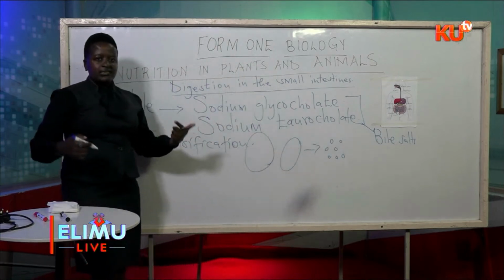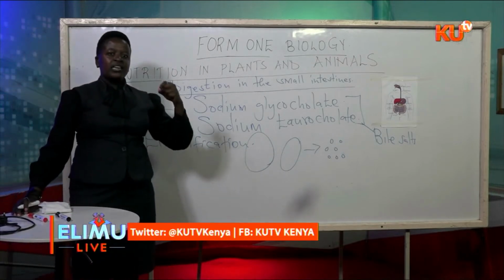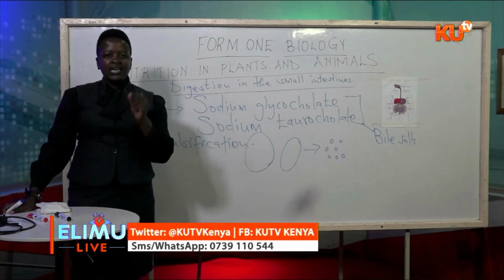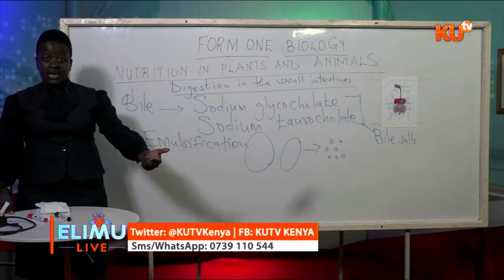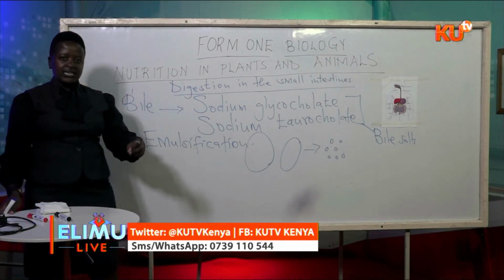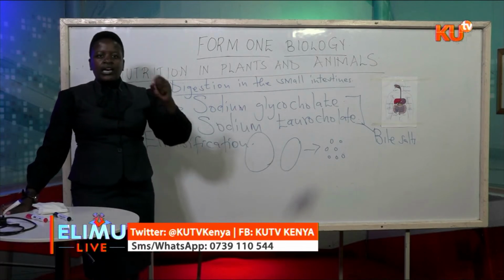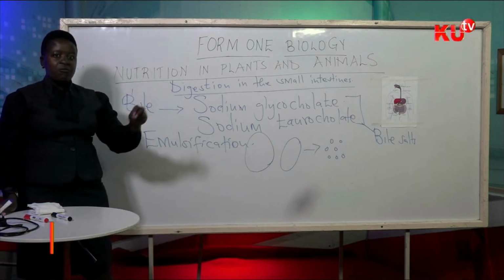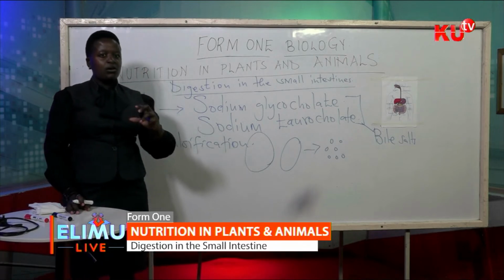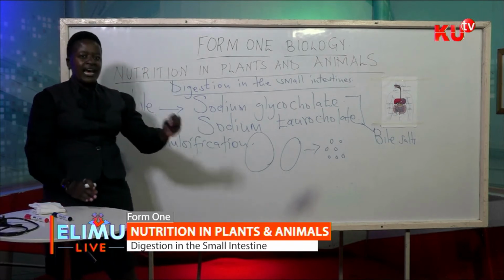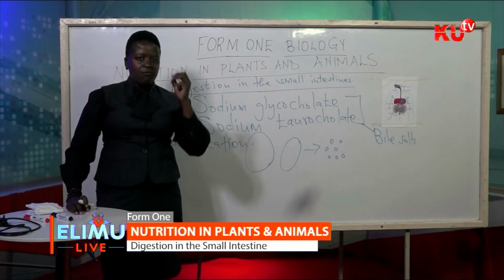So what is the importance of emulsification? Emulsification is vital because it helps to break down the fats into smaller substances, and this increases surface area for digestion of fats. I repeat, it helps in breakdown of large fat droplets to tiny droplets to increase surface area for breakdown of fats.